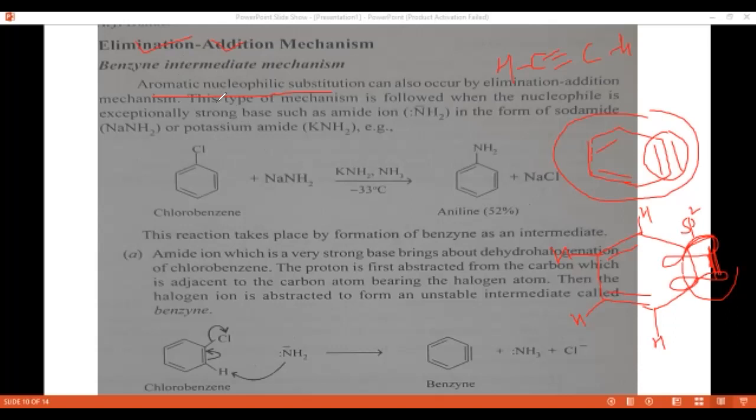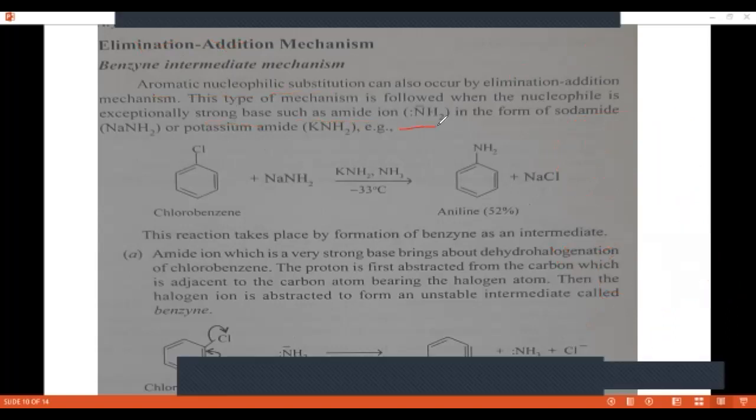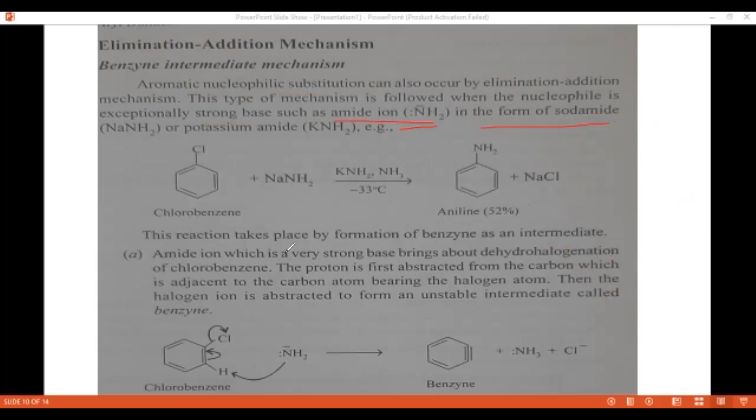This type of mechanism, the elimination addition mechanism, is followed when the nucleophile acts as a strong base, such as the amide ion NH2 minus in the form of sodamide or potassium amide, KNH2. The reaction is given: chlorobenzene reacts with the strong base sodamide in the presence of liquid ammonia at a temperature of minus 33 degrees Celsius.